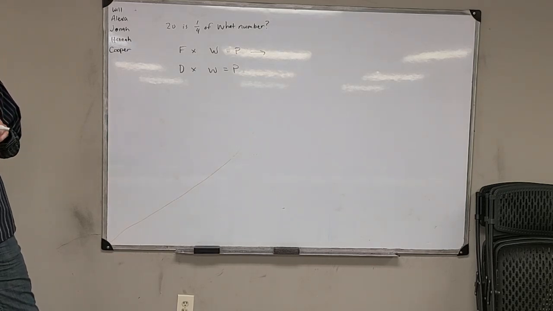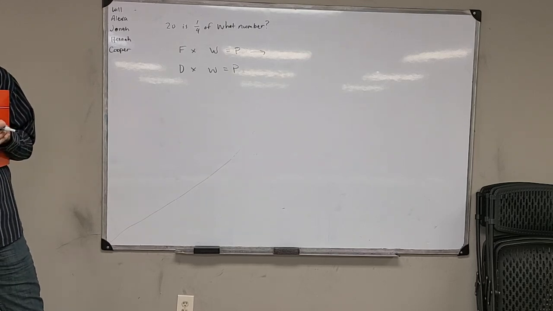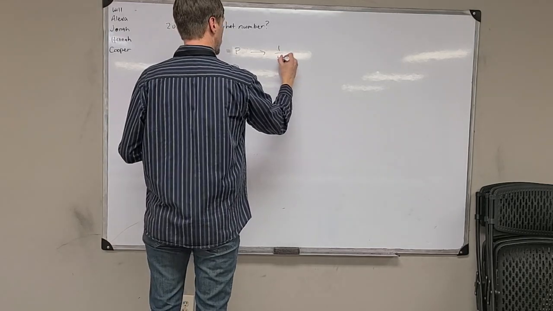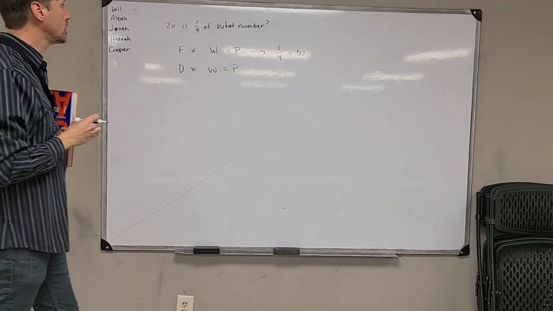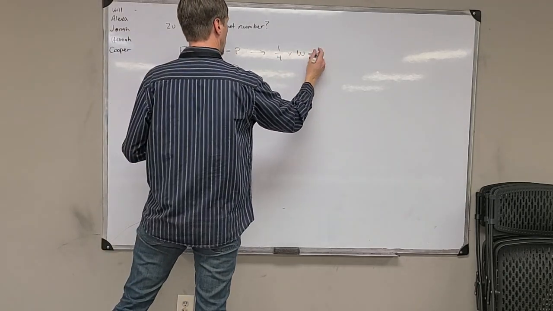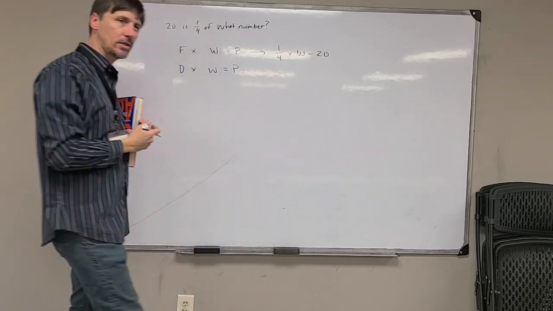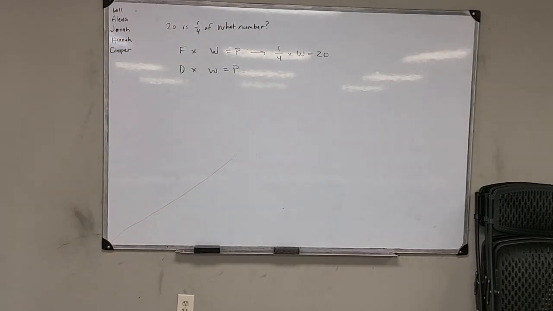$20 is 1/4 of what number? It's actually the part. The 20 is the part, right? So the way that we would write this is we would say 1/4 of some number, some big number, our whole number, is equal to some part of that, which is the 20. Does that make sense? 1/4 of some bigger number is going to equal 20, is what this is asking.